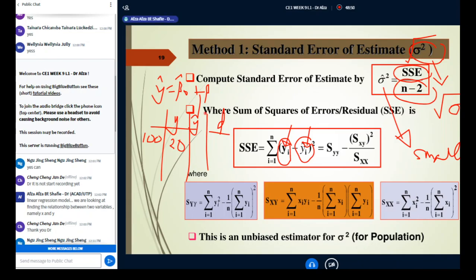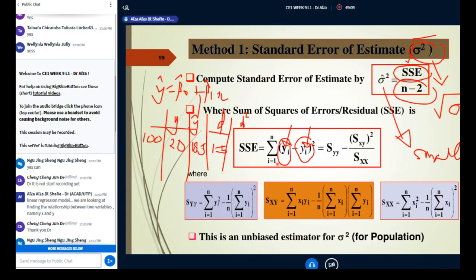Okay, so let's say you get a value of 18.5, for example. So the difference will be 20 minus 18.5. So that will give you 1.5. And then you square this deviation. So you have d squared. Then you sum up.